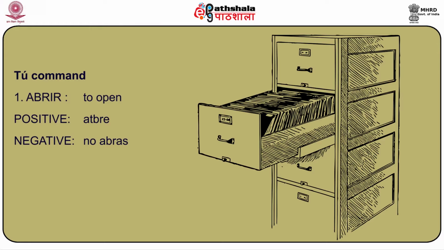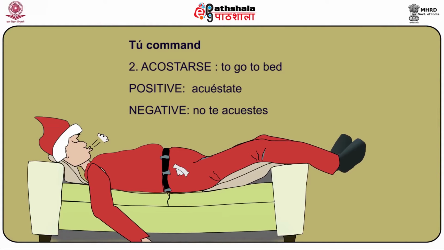How do we do the conjugation of a verb like acostarse, which is a reflexive verb and which means to go to bed? The positive command of acostarse is acuéstate with an accent on E. The negative command of acostarse is no te acuestes. So I repeat, acostarse, to go to bed. The positive command or imperative is acuéstate with an accent on E, and the negative command is no te acuestes.